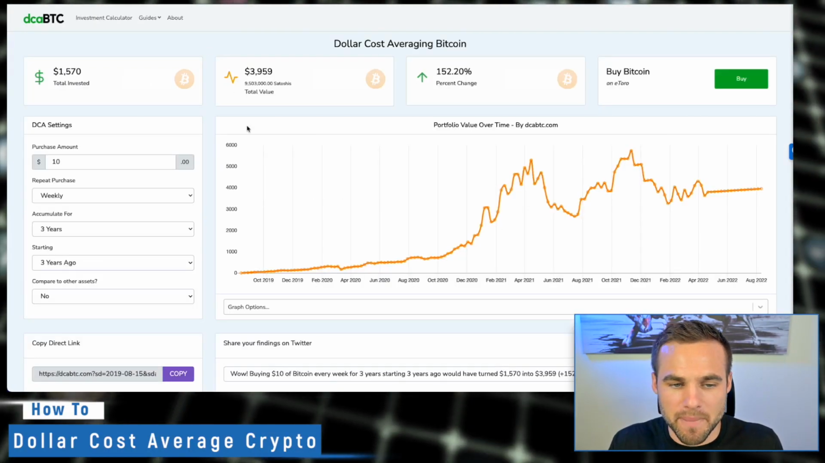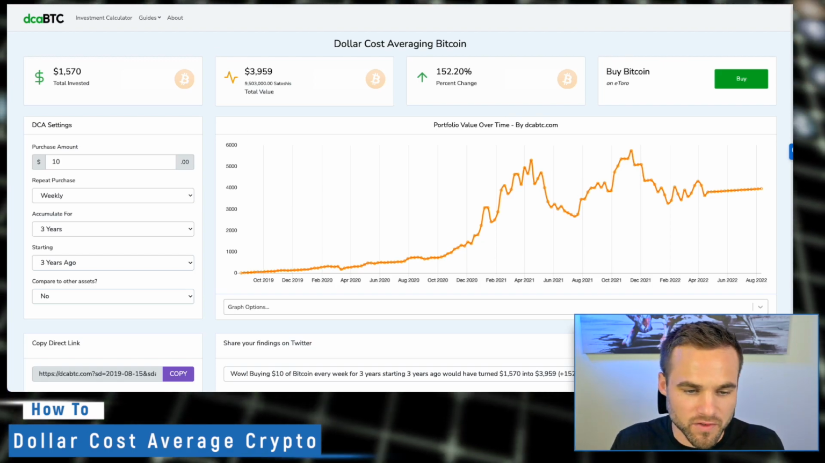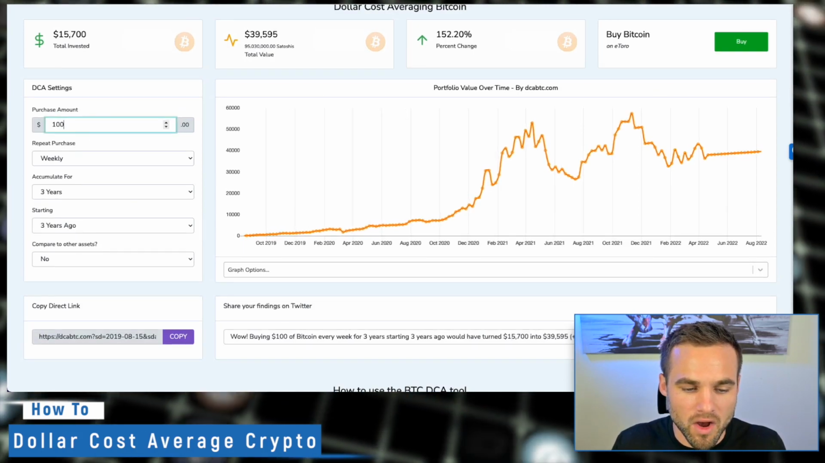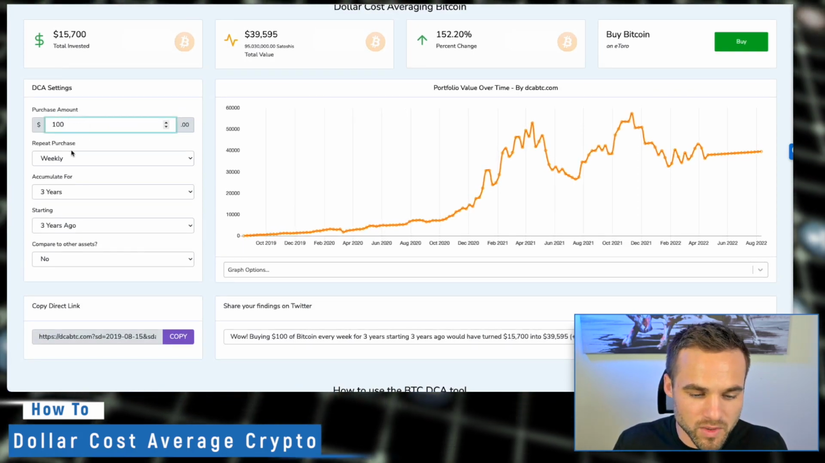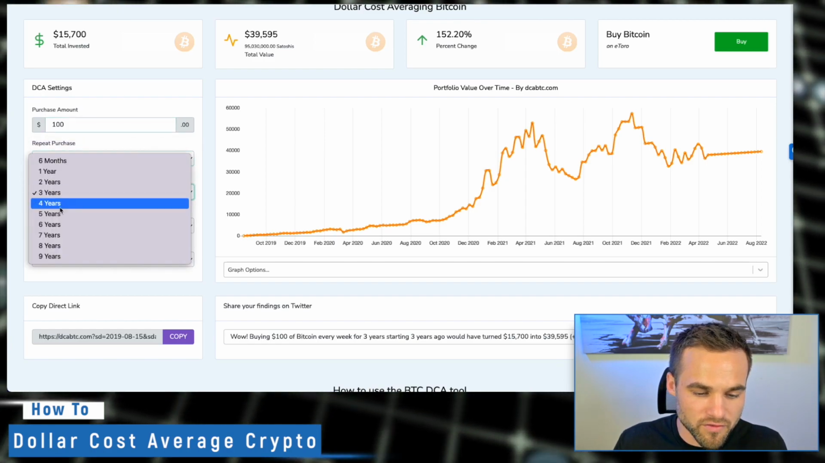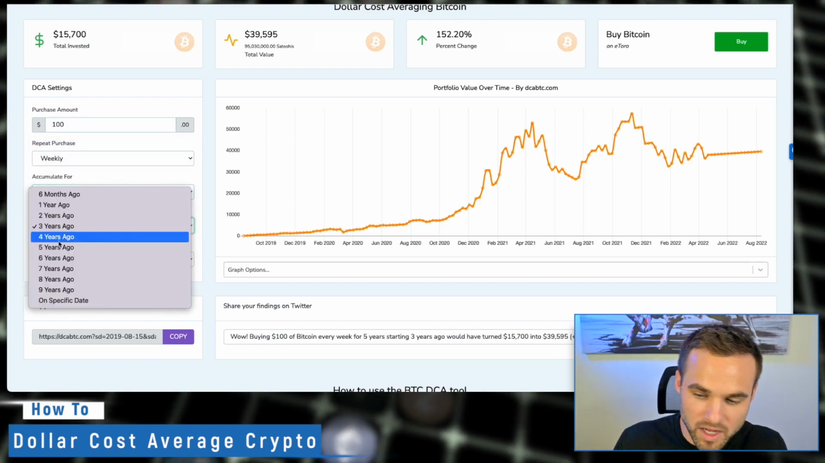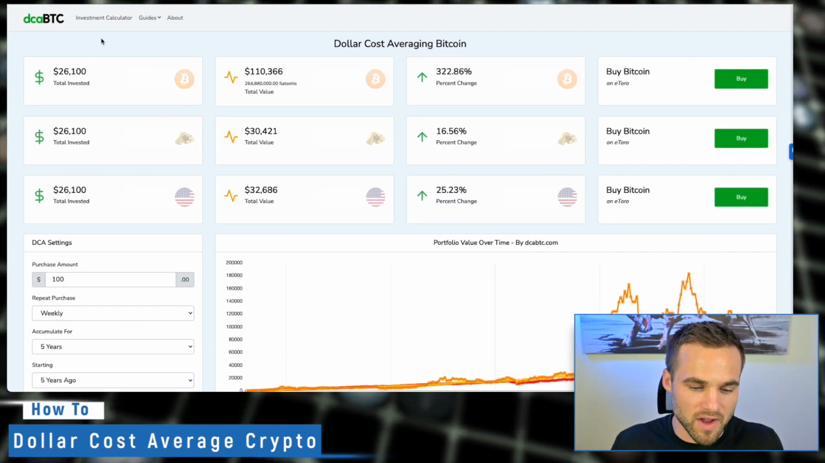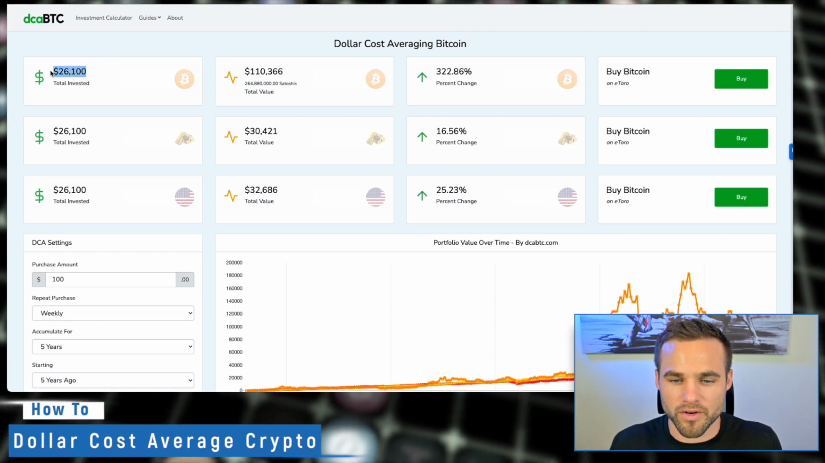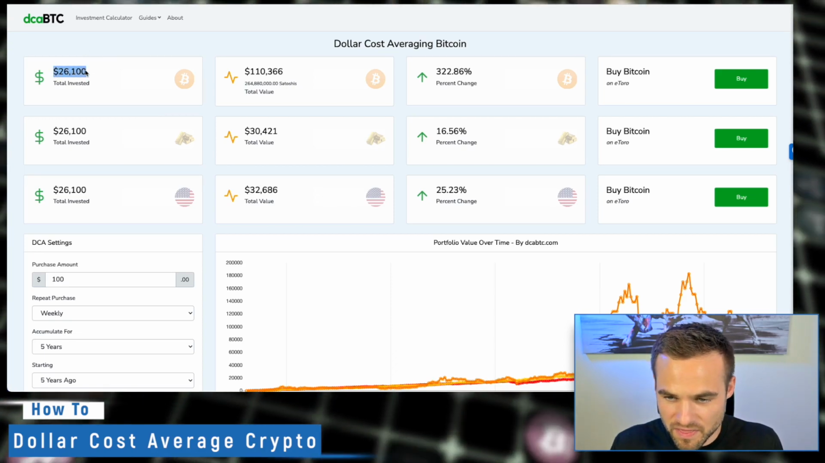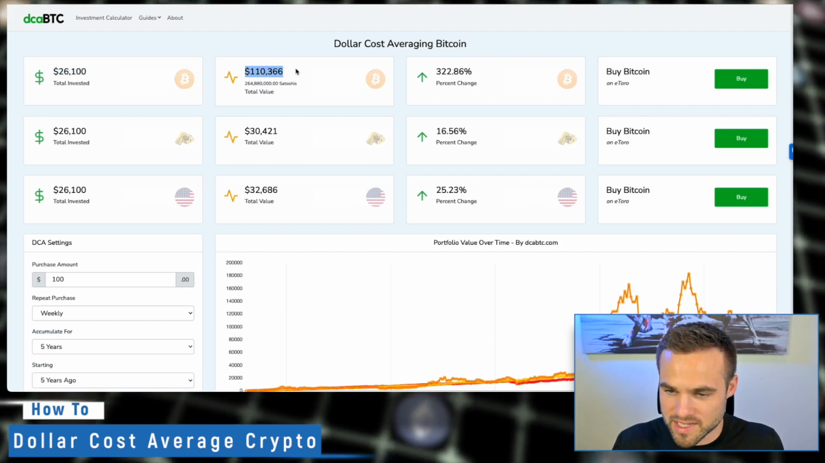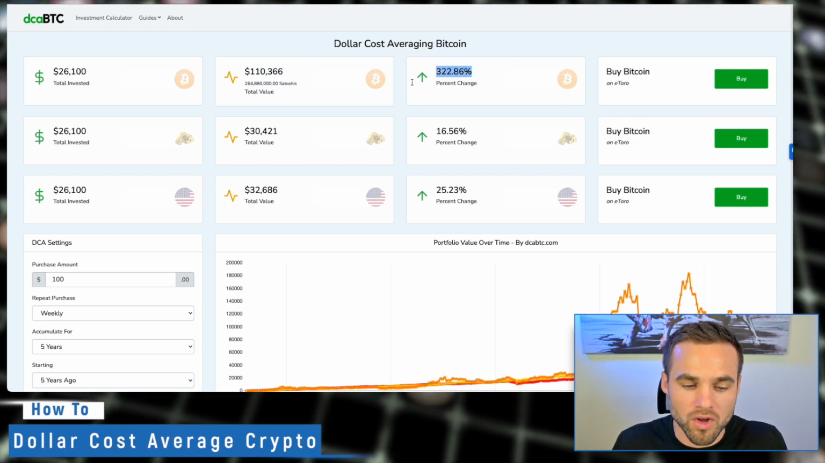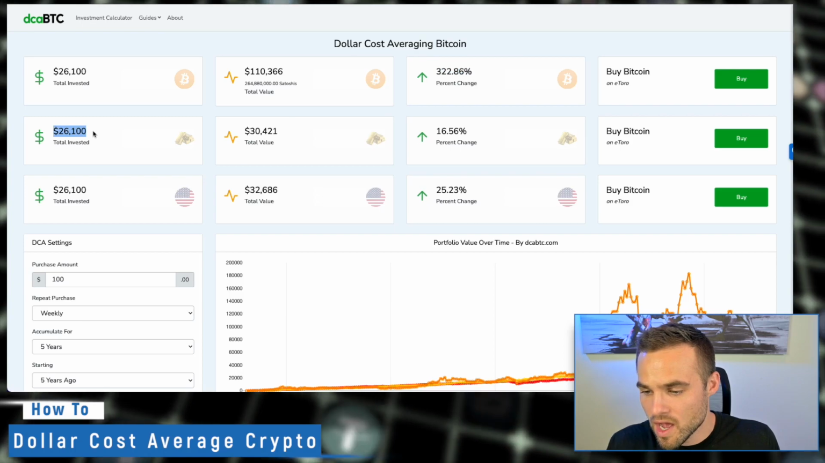So let's just take a look at this. This is dcabitcoin.com, and you can take a look at this. For example, let's just say that we decide that we'd like to purchase $100 worth of Bitcoin on a weekly basis. And let's say that we've been doing this for the past 5 years, and we started 5 years ago, and we can go ahead and we can see how this would have panned out. So we would have invested over the course of the last 5 years about a total of $26,100. It would have grown into $110,000 or a 322% change, which is really good. And you can see it compared here had you dollar cost averaged into gold or had you dollar cost averaged into the stock market.